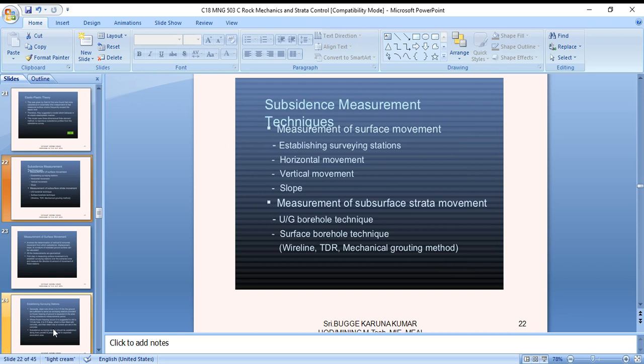So, subsidence measurement: measurement of the surface movement, establishment of the survey station, horizontal movement, vertical movement, slope, measurement of subsurface strata movement, underground borehole technique, surface borehole technique, wireline, TDR, mechanical grounding method. So these are the generalized surface measurement techniques. Measurement of surface movement, establishment, surveying horizontal movements and vertical movement, and slope; measurement of subsurface strata movements, underground borehole technique, surface borehole techniques, wireline, TDR, mechanical grounding methods.